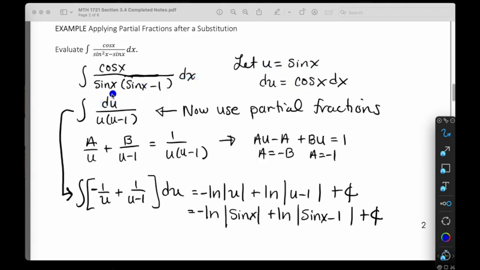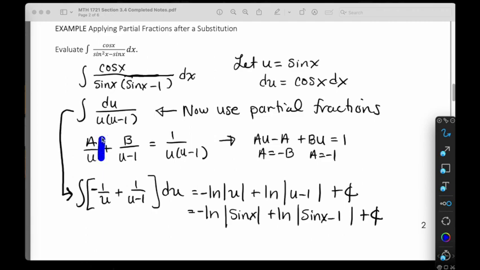Everywhere I see a sine, I'm going to replace it with u. So here's u and here's u. So I have a u times a u minus 1. That's this down here. So now we have it in a form that we can use partial fractions. So I am going to break this up into two fractions because I have two non-repeating linear factors. In one fraction, I'm going to let u be in the denominator. In the other fraction, I'm going to let u minus 1 be in the denominator.